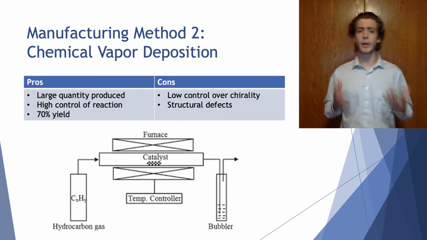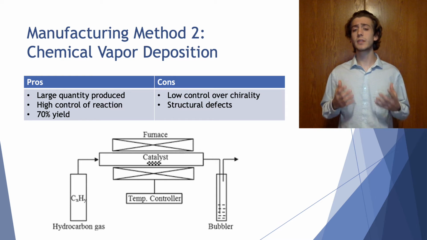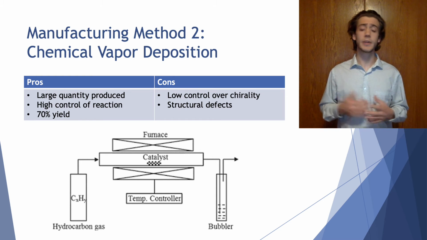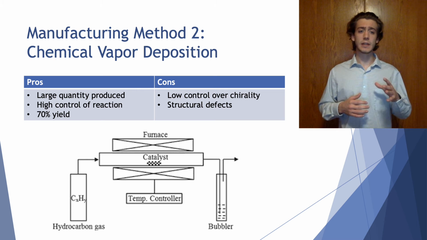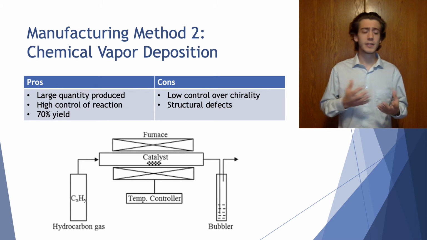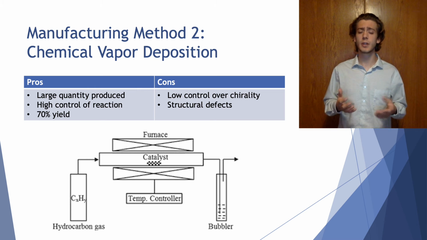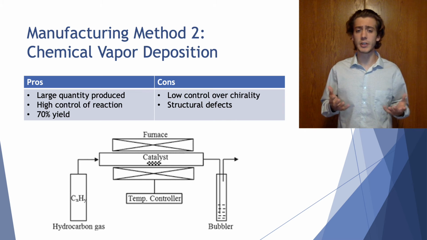The second method I want to talk about is called chemical vapor deposition. This is actually the most widely used technique to develop carbon nanotubes today. Unlike the arc discharge method, which is kind of a brute force type of thing, over time you're kind of growing and farming these carbon nanotubes. It's essentially just a chemistry experiment.